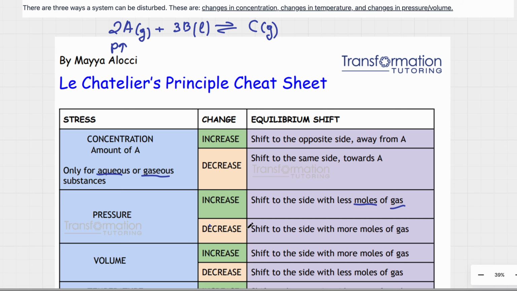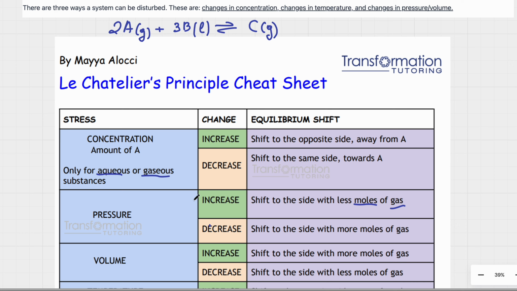If the pressure decreases, we will shift to the side with more moles of gas. So if the pressure would decrease, what side would I shift to? If the pressure decreases, I don't have enough gas, I need to shift to the side with more moles of gas, and that will be to the left side in this example.